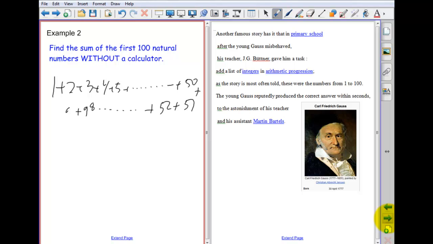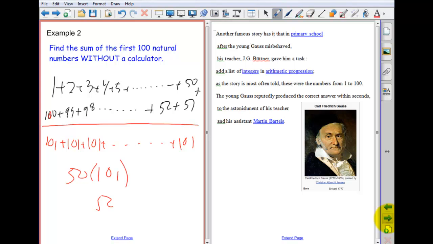98, 99. You just have to do the wraparound thing, right? If you do it like that, and because of the commutativity and associativity of addition, it's 101 and 101 and 101 and 101, 50 times because we have 50 pairs. 50, 50. There you go. Well, that's what Gauss came up with in primary school.